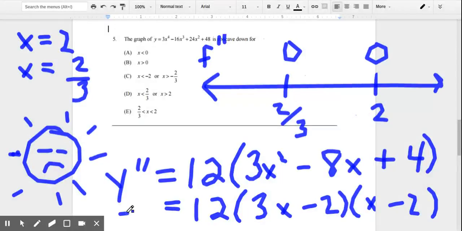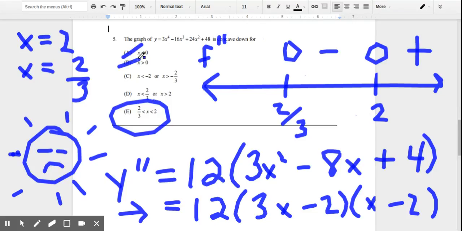If I put something into my factored form of my second derivative that's bigger than 2, I'm going to get a positive times a positive times a positive, meaning we're positive here. So that's not what I'm looking for. If I put something in between 2/3 and 2, such as 1, I'm going to get a positive times a negative. So in there, that interval is working for us. So right now, between 2/3 and 2, we know it is going to be negative. That looks like it's the only interval here that really works in terms of answers.